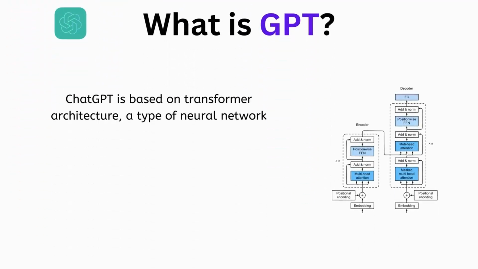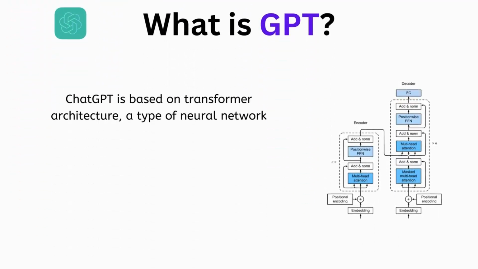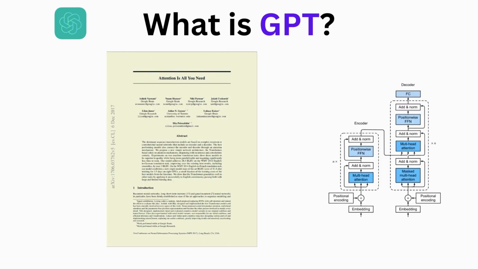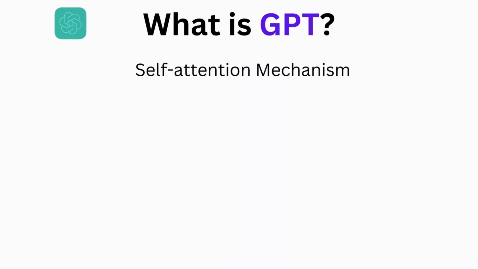Now that we have covered some fundamentals, let's get back to ChatGPT. ChatGPT is based on the transformer architecture. The transformer architecture is a type of neural network that is particularly well suited for natural language processing tasks. It was introduced in the paper Attention Is All You Need by Vaswani et al., and has since been widely used in a variety of natural language processing and machine translation tasks. One of its key features is the self-attention mechanism. The self-attention mechanism allows the model to weigh the importance of different input elements, such as words or phonemes, when generating output.